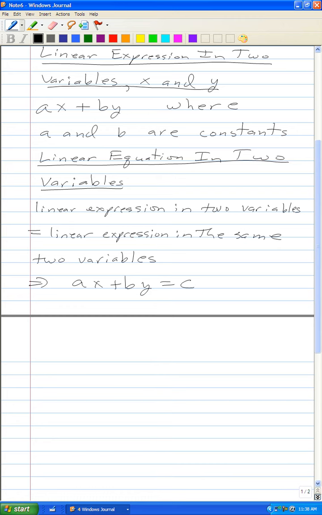And so let's do some problems on page 104. Let's say problem number 2. In exercises 1 through 5, determine whether or not the given ordered pair is a solution of the given equation. And so 2x plus y equaling 4.